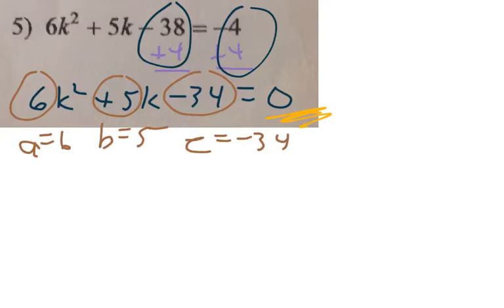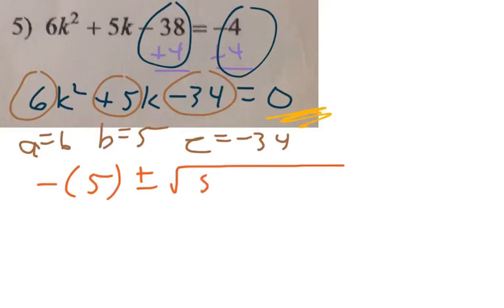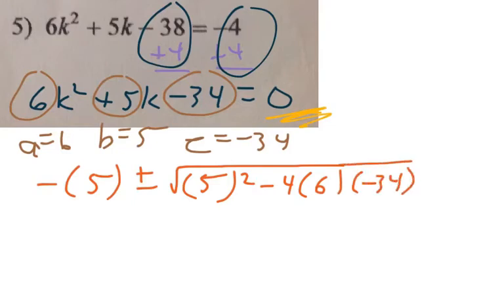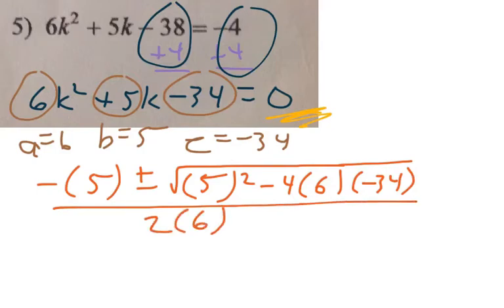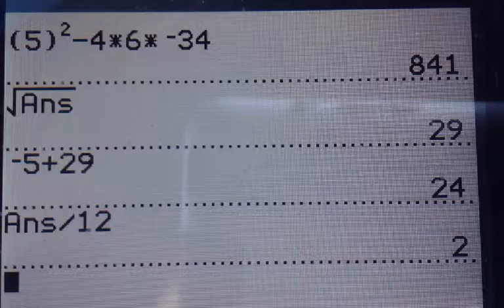So here we go. I'm going to take the negative of the B, which is 5, plus or minus the square root. B, again, 5 squared, minus 4, times A, times C, which is a negative 34. All divided by 2 times A, which is 6 again. And I'm going to do everything in this square root radical, guys, with my calculator first. And then I'm going to do the square root on it. Okay? Let's see what happens.